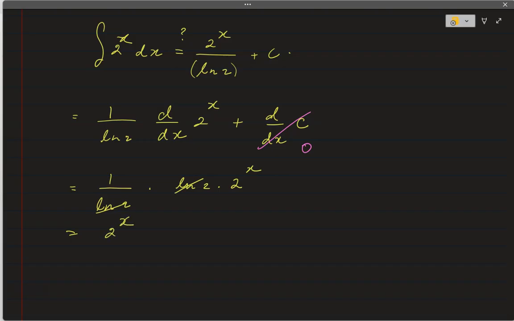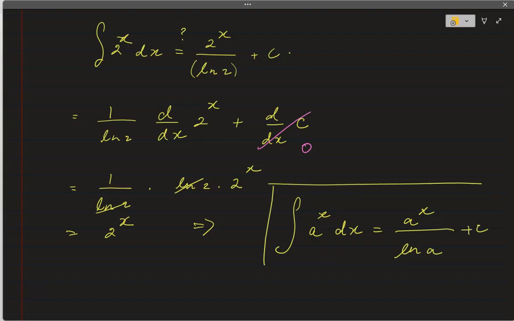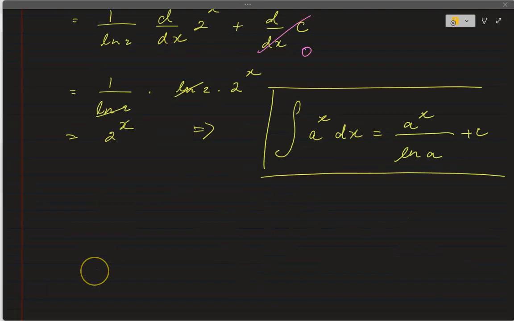Now we can go ahead now and generalize this special case, that is the integral or antiderivative of any exponential function with the base that is not e dx is equal to a to the x divided by ln of a plus c. This is the other special case that I wanted to talk about. And a has to be greater than 0, and a also cannot be equal to 1.